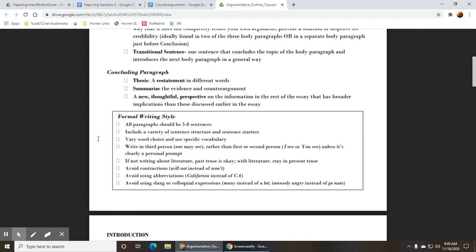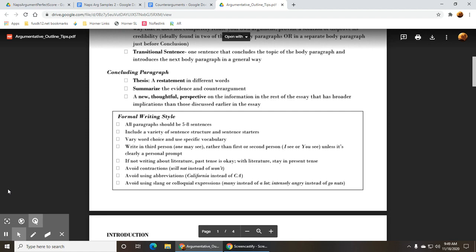When you are writing about literature, we stay in the present tense, as in that literature is always happening, it exists all the time. If you are not writing about literature, past tense is okay. That'll just depend on your topic. And then we avoid contractions, abbreviations, and slang. The general rule is if you can write it out more formally and completely, then do that.